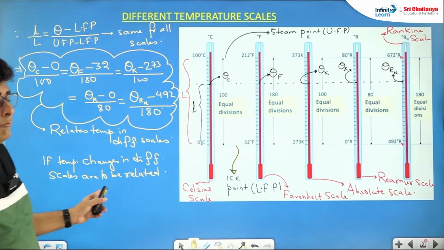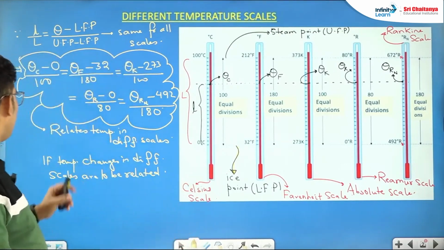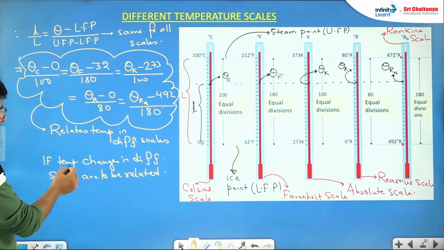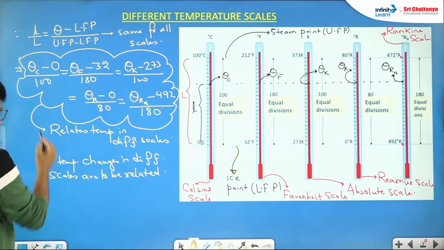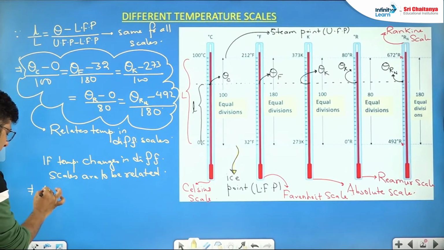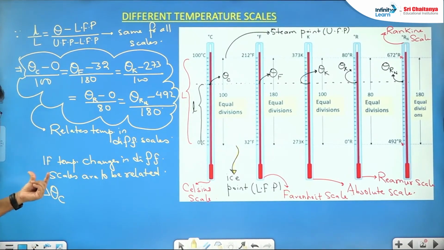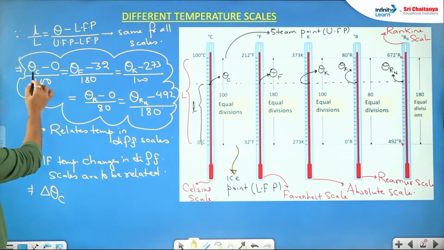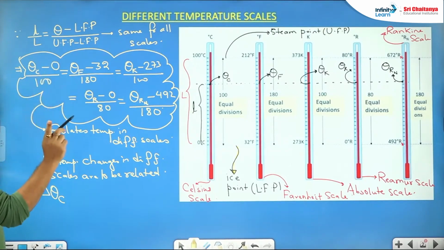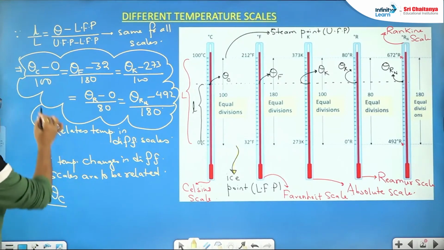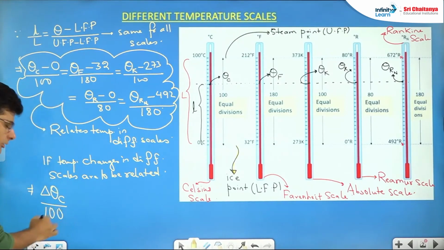Now if they ask for temperature change, instead of theta c you will write delta theta c. So what is delta theta c? It is the change in temperature in Celsius scale. We will just take the change here, so theta c becomes delta theta c. Now 0 is a constant, no change, leave it like that. Divided by 100 will be 100 only.